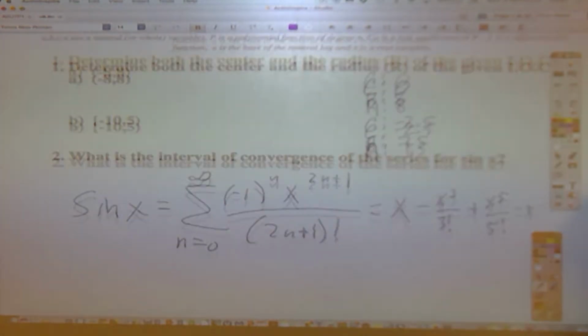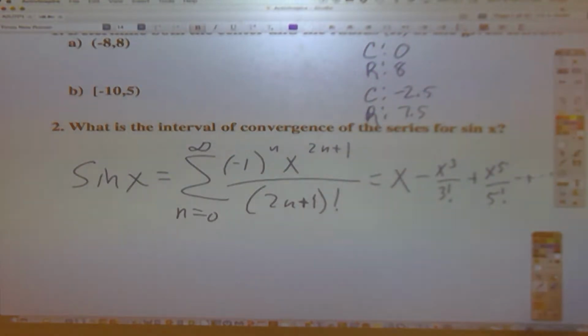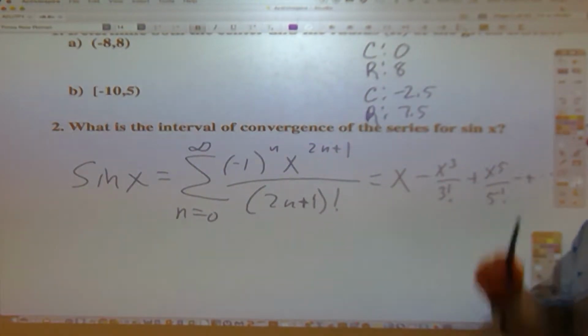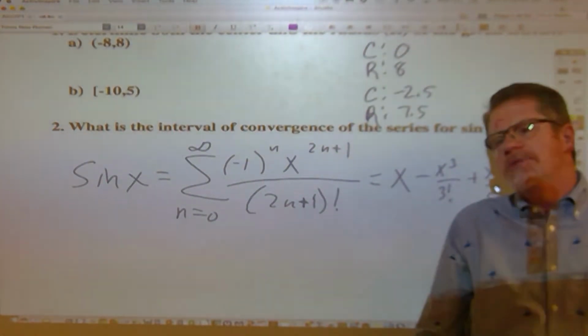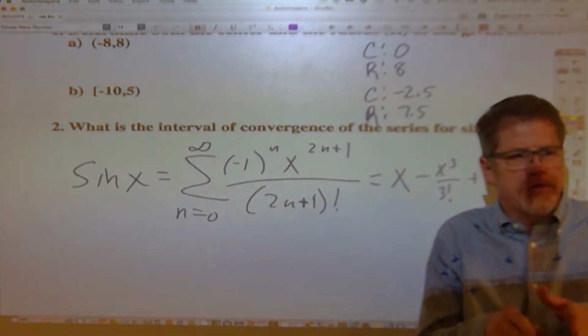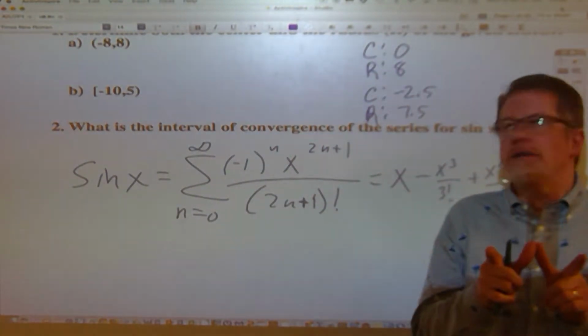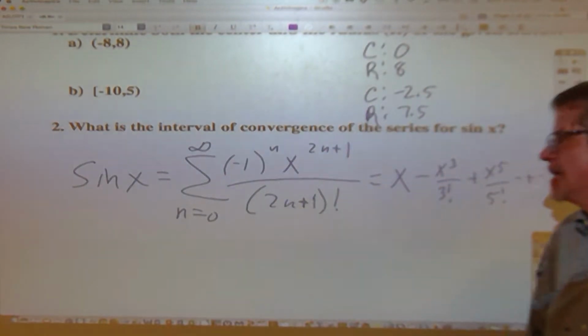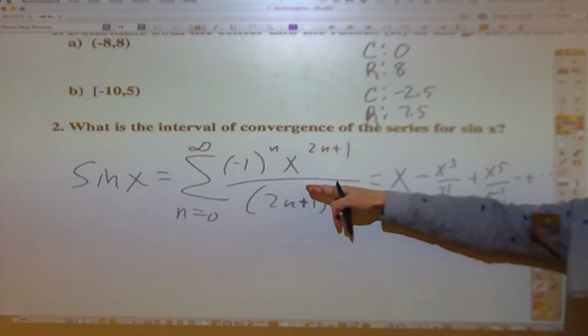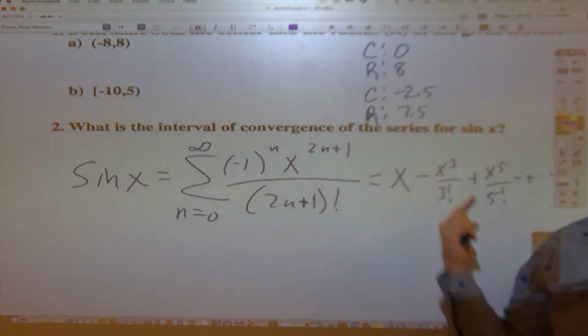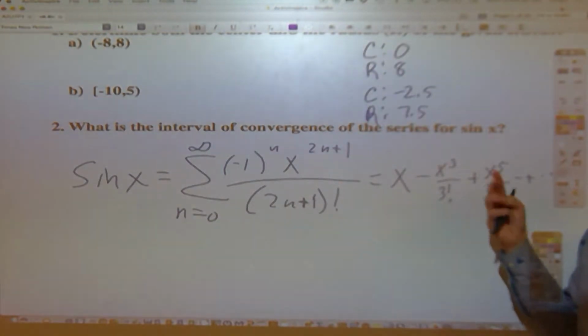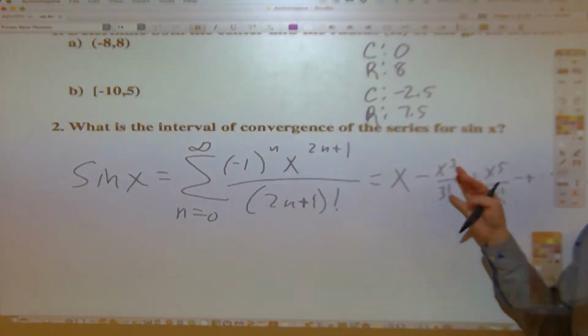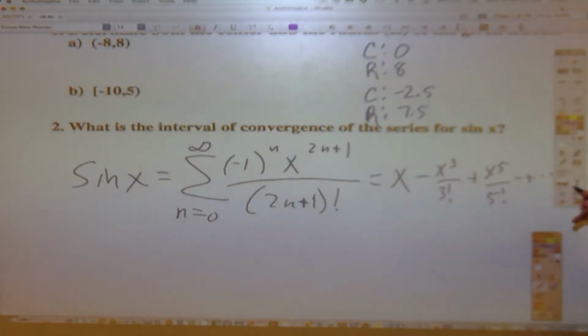So right at the end of class on Friday, when we were looking at the interval of convergence for sine x, once we get to the end of Unit 9, you'll understand why it is, based on calculus, that sine x is this infinite series. It's an infinitely long polynomial. x minus x cubed over 3 factorial plus x to the fifth over 5 factorial minus plus dot dot dot.